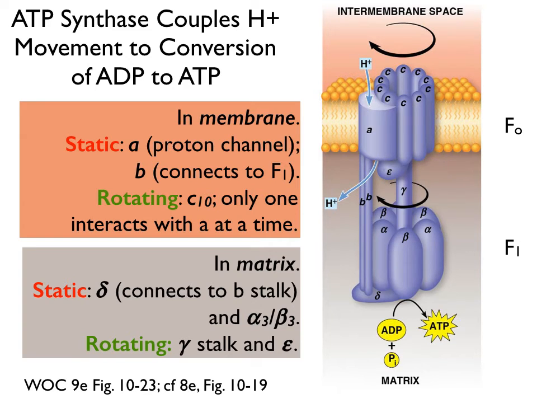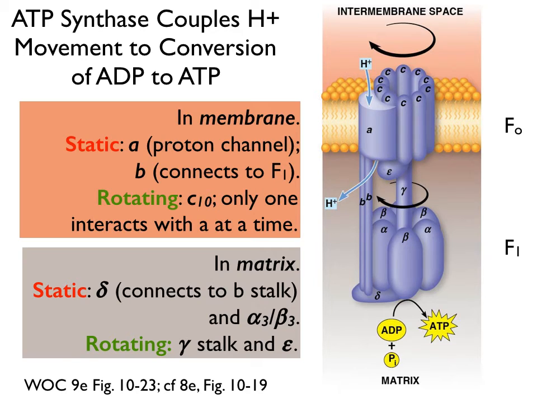And then there are alternating alpha and beta subunits connected to a gamma subunit. The gamma subunit is like a crankshaft and it turns, as do the alpha and beta subunits. And there's a little piece called epsilon that interacts with the FO subunit. So we've got static parts, and then we've got this whole rotating thing, and it's the rotation that creates ATP. And this is where Boyer and Walker's work comes in.